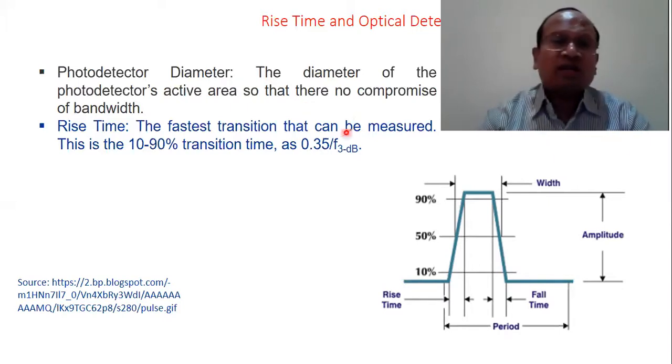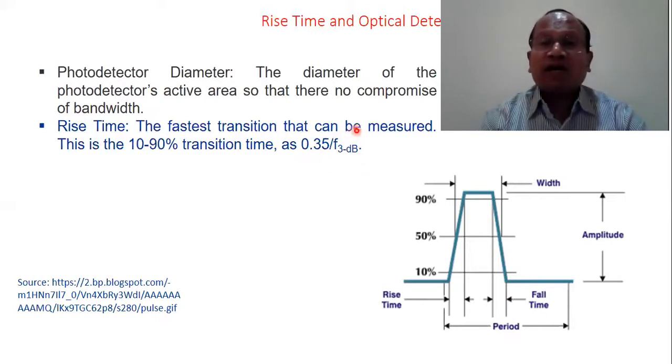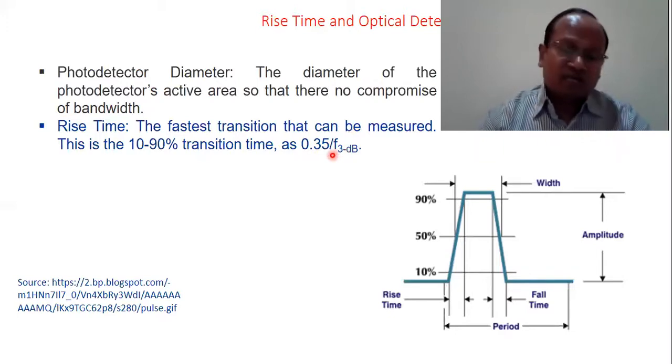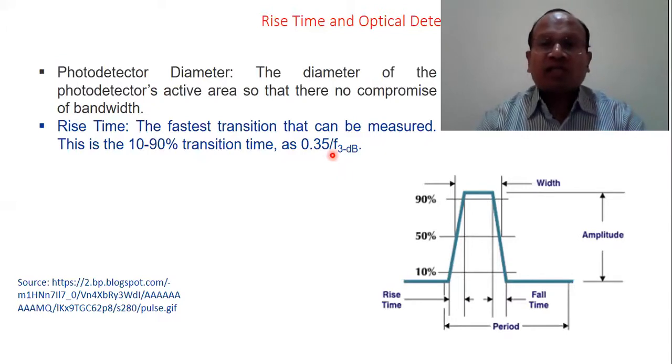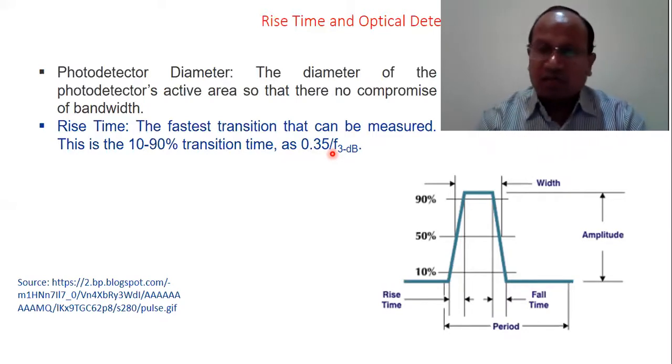Rise time is also defined in terms of 3 dB bandwidth. It is 0.35 times the reciprocal of the 3 dB frequency. We can write rise time as 0.35 divided by f3dB, which gives us the rise time in the optical detector.